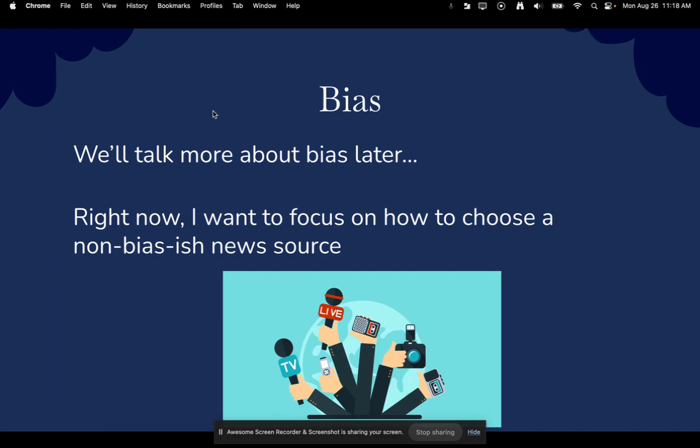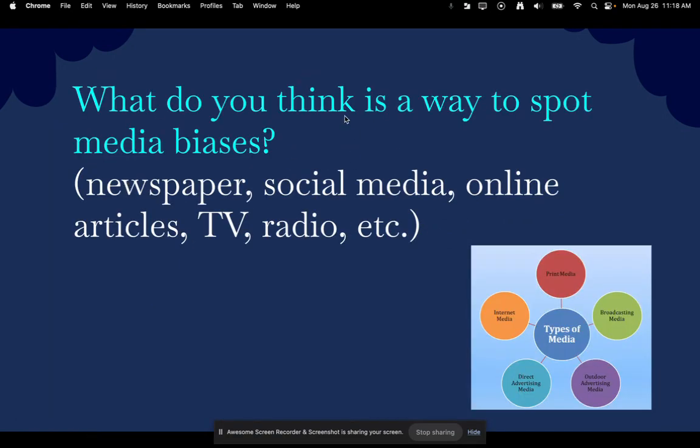So, we're going to talk a little bit more about biases later. Actually, we're going to start that next week. But I wanted to do this slideshow this week so we are off to a good start when choosing news sources. Right now, I want to focus on how to choose a non-biased news source. So here's a question for you. What do you think is a way to spot media biases? And when I say media, it could be things like newspapers, social media, online articles, TV, radio, movies, things like that.